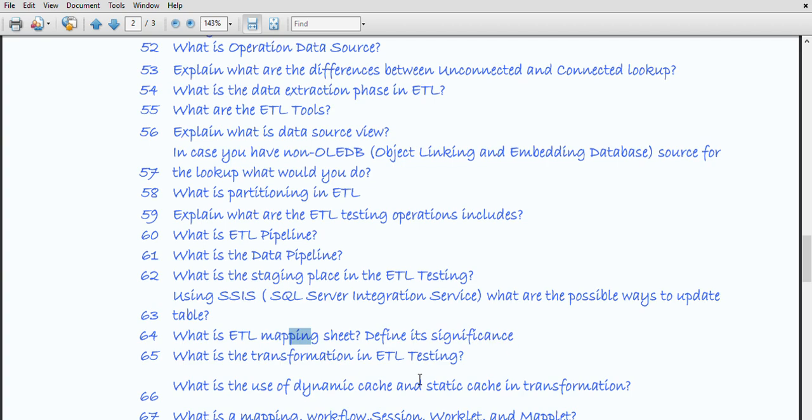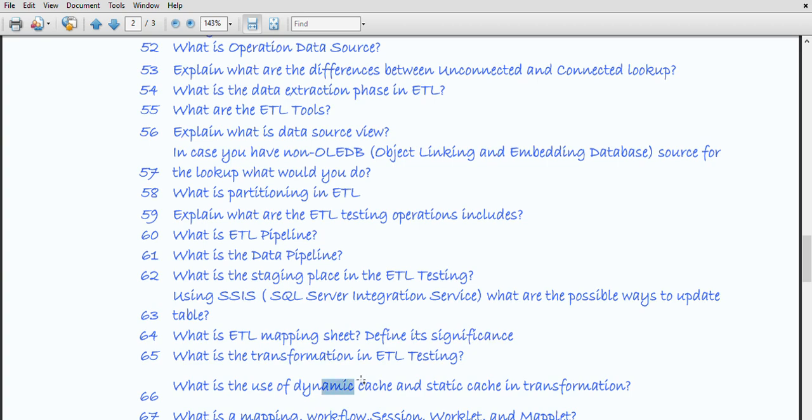Then what is a transformation in ETL testing? Transformation is defined as an active object to generate, modify or pass the data. Here the transformation can be active or passive. It can be beneficial in many ways. It helps in getting the values very quickly. The transformation updates the slowly changing dimension table.